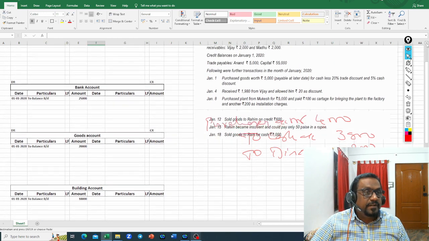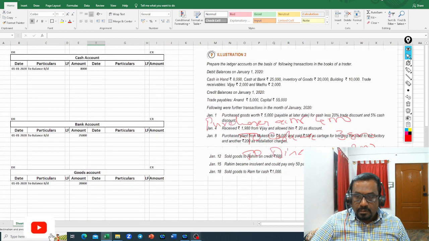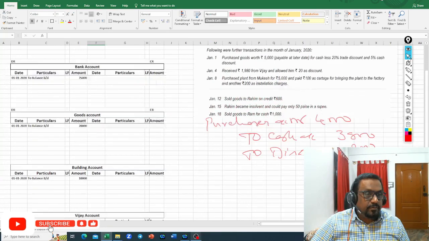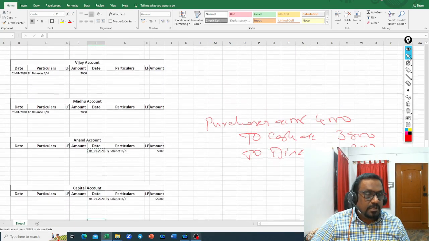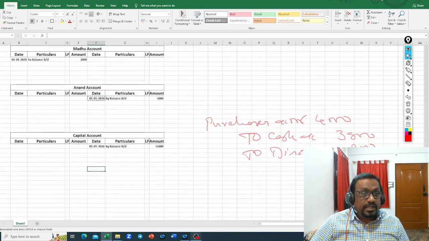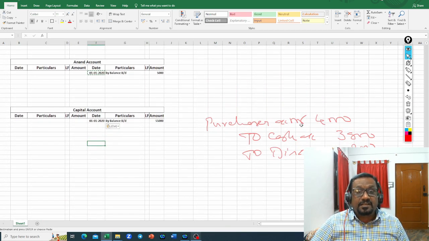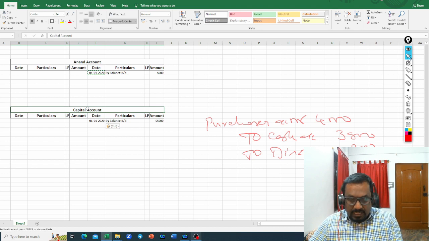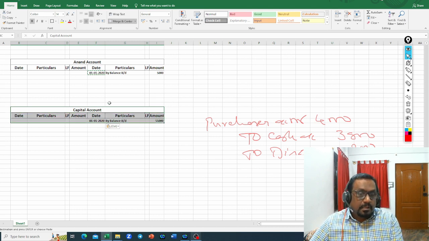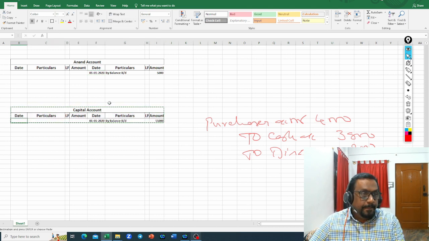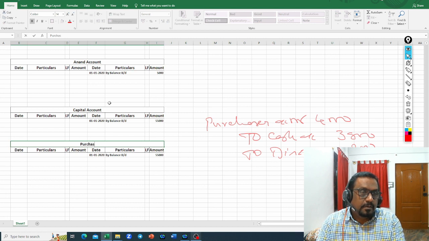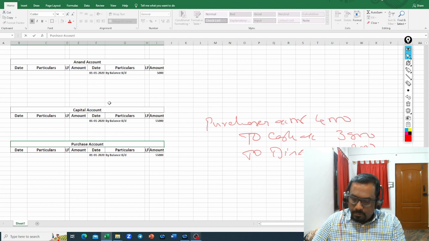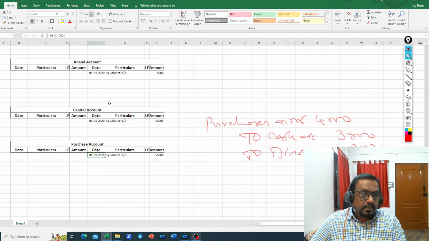See there, the first account is what? Cash account. Then we created a bank account, goods account, building account, Vijay account, Madhu account, Anand account, capital account. But we did not create a purchases account. So let us create a purchase account. I'll just copy paste this so that it will be easy for us to do. So I'll change this to purchase account, and I need to remove this.